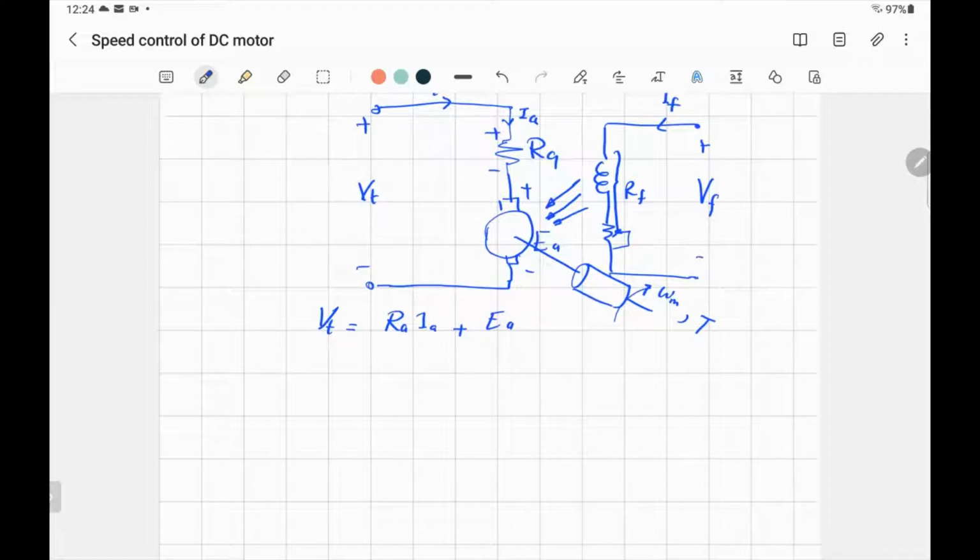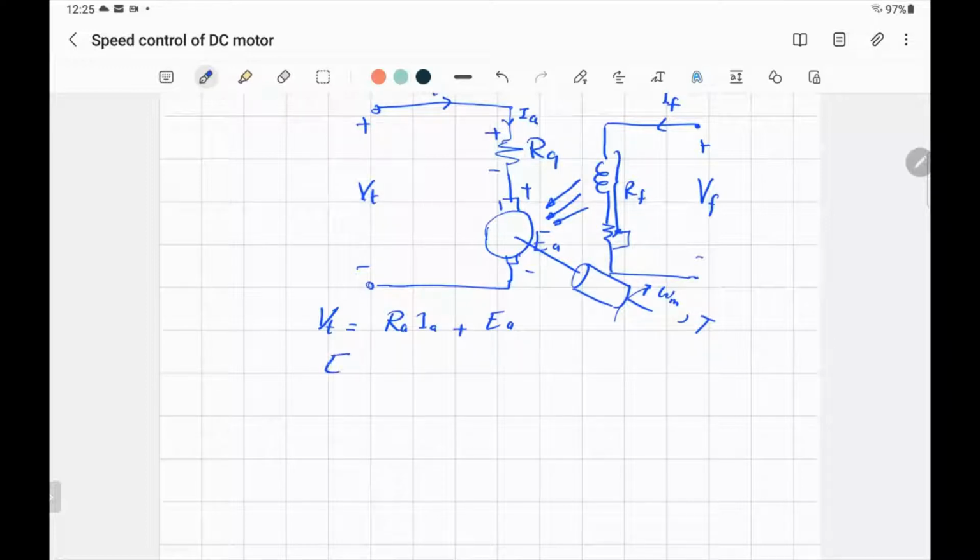And we have two relationships. They are so important. Two equations. Do you remember what the two equations of the DC motor are? You should always remember these two equations. Exactly. EA, the relationship between the speed and the back EMF. And the second one, the relationship between the torque and the current. These are the two basic equations.